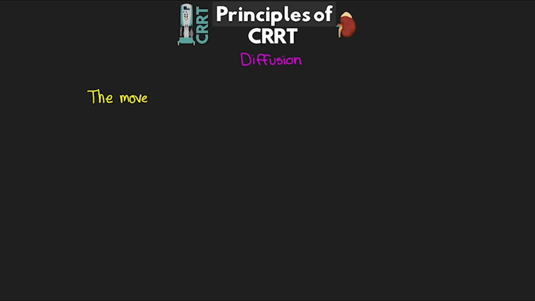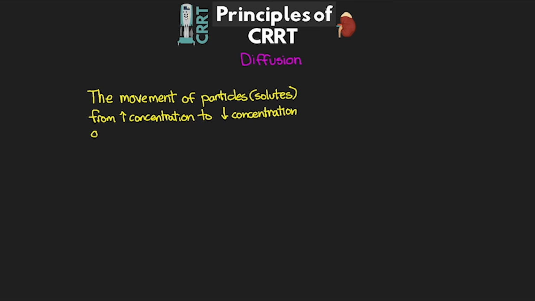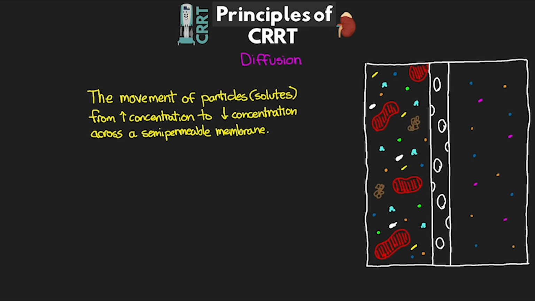All right, so this is the movement of particles, something we also call solutes, from an area of higher concentration to an area of lower concentration across a semi-permeable membrane. And so this is an example of a semi-permeable membrane that we're dealing with when we have CRRT. So over here on the left side, this is where we have our patient's blood.